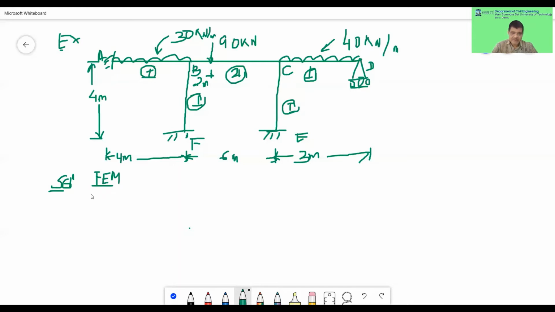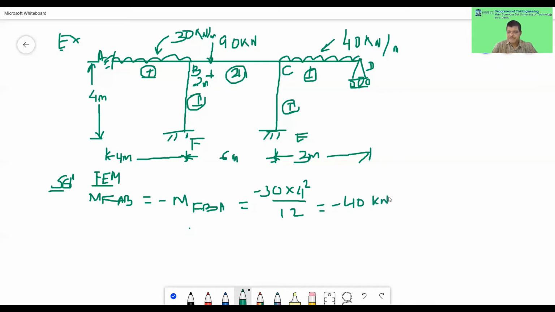Now, what will be the MF AB? Now we can write down the fixed end moment at AB. MF AB equal to minus MF BA, and that is equal to minus WL square by 12. Okay, and I am writing the values directly. So you are always now conversant with these formulas. So WL square by 12, which comes out to be minus 40 kilonewton meter.